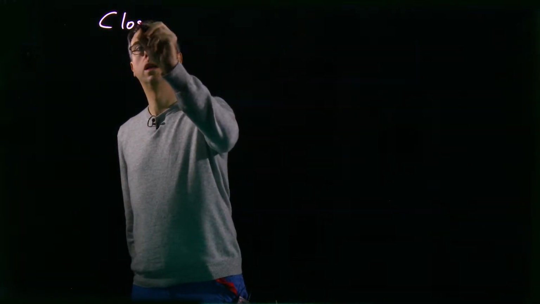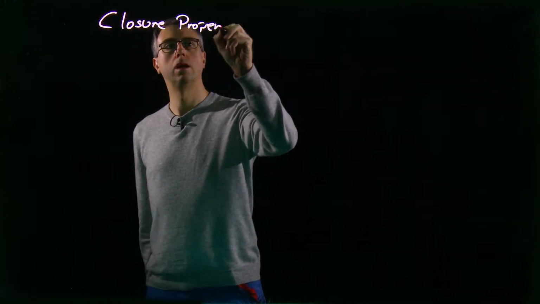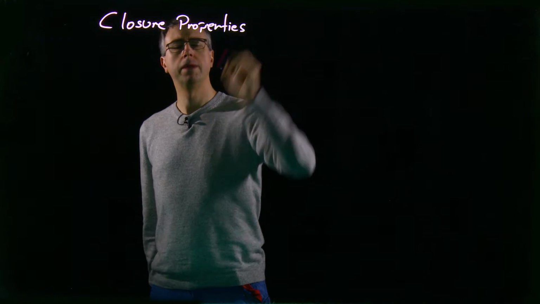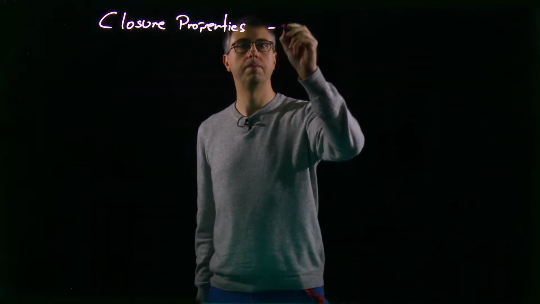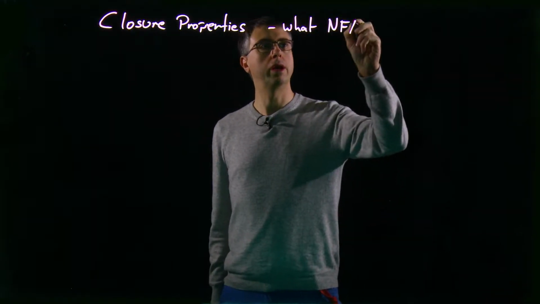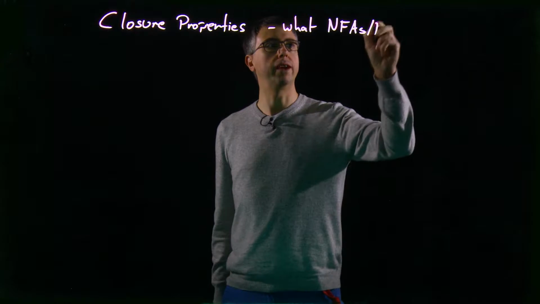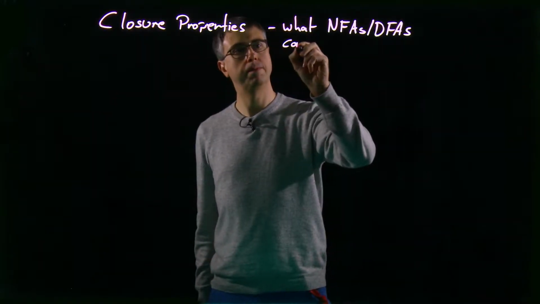This video is about closure properties of regular languages. Closure properties. And what we are looking at is what automata can do. So we're considering what NFAs or DFAs can actually do.